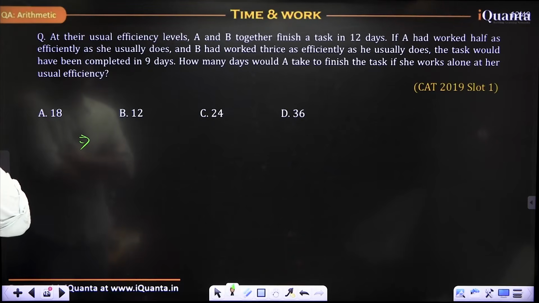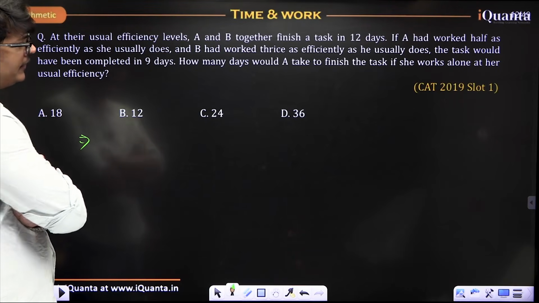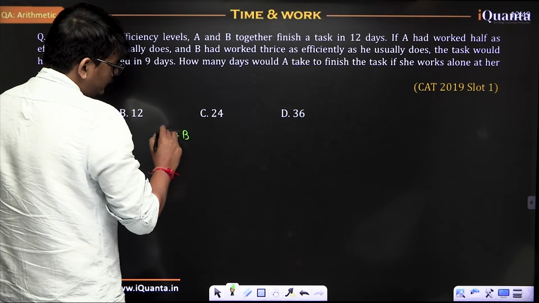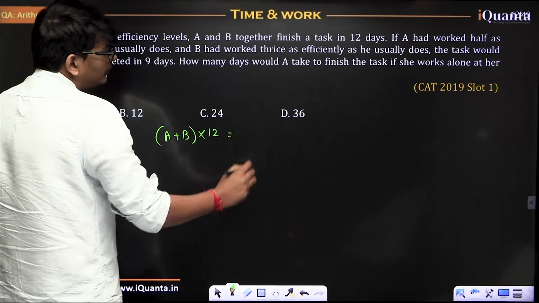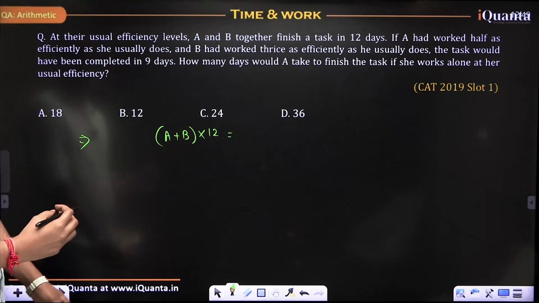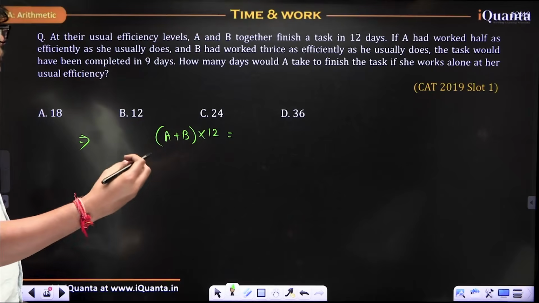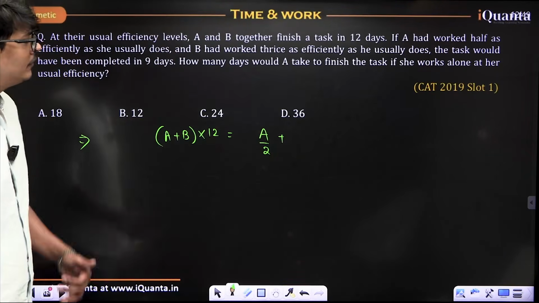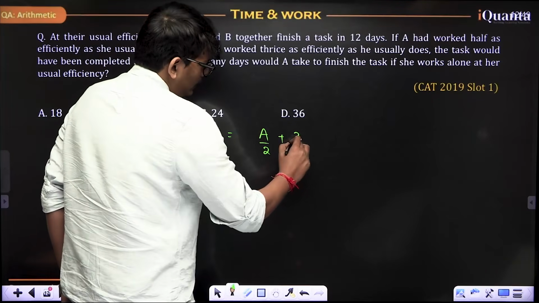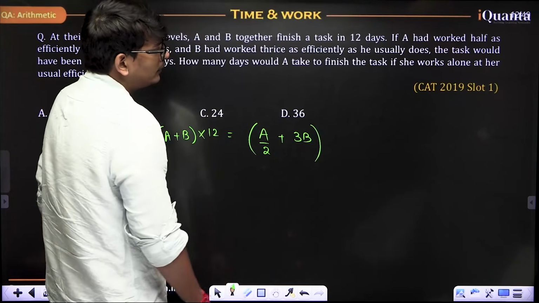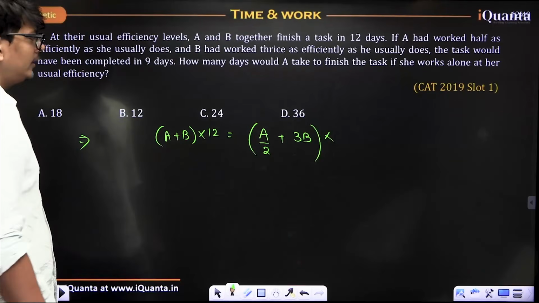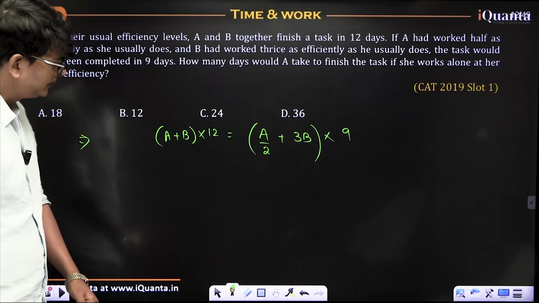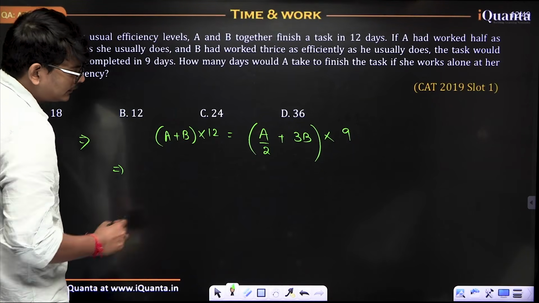Next. At their usual efficiency level, A and B together finish a task in 12 days. So A plus B, 12 days, right? Into 12. If A had worked half as efficiently as she usually does, so A by 2 plus B had worked thrice, so 3B, right? The task would have been completed in 9 days. So we got our relation, M1 D1, man days, right? Now let's simplify this. I can further cancel.